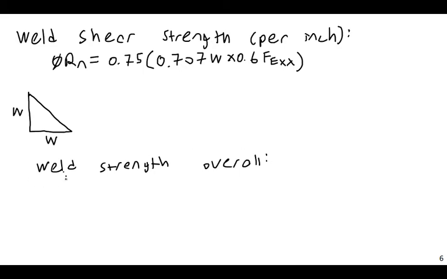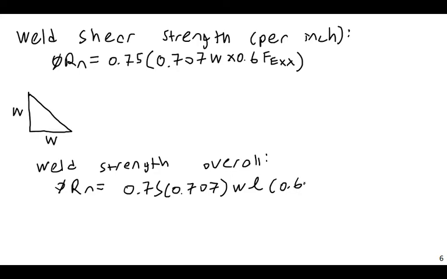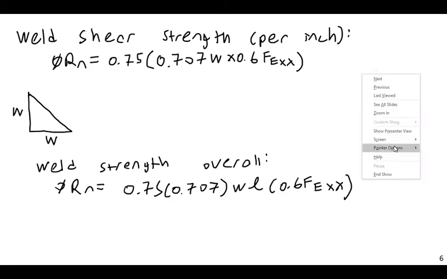Let me actually go ahead and say the weld strength overall. If I want to have not per inch, but just overall, phi Rn would be equal to 0.75 times 0.707 times W times L times 0.6 FEXX. But again, let's go down and define these things.